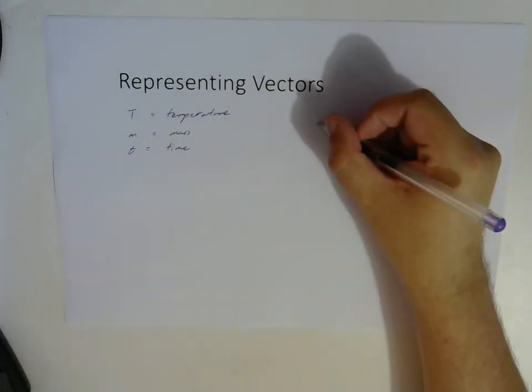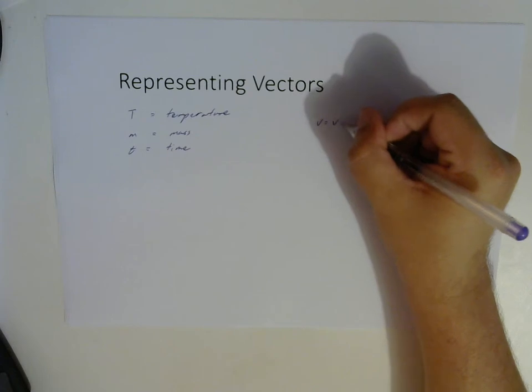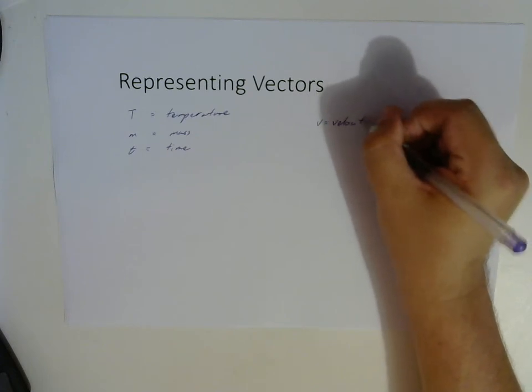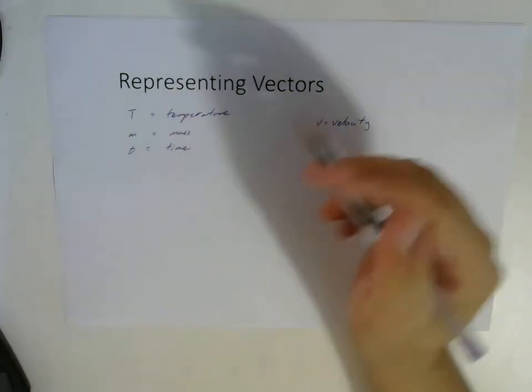But vectors, there are things that are vectors, like velocity is one that you would have seen in year 10, also has letters.